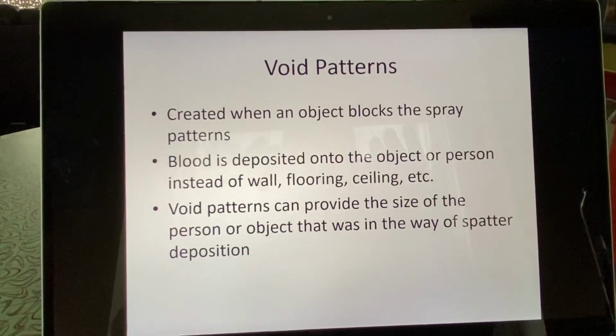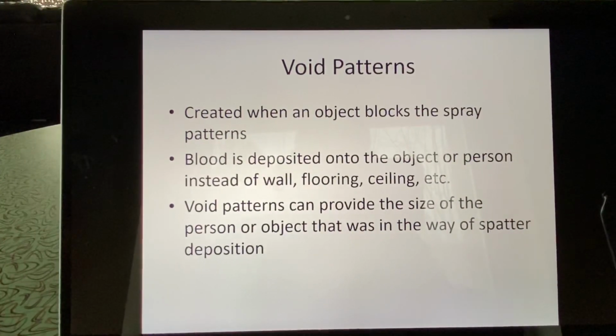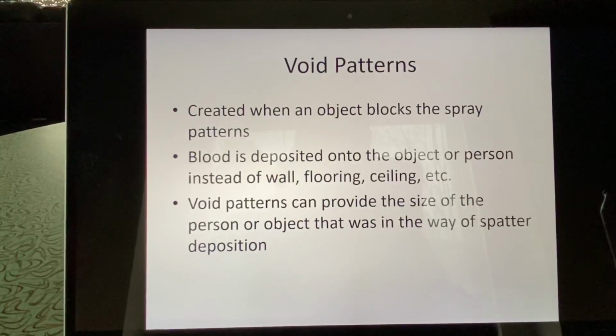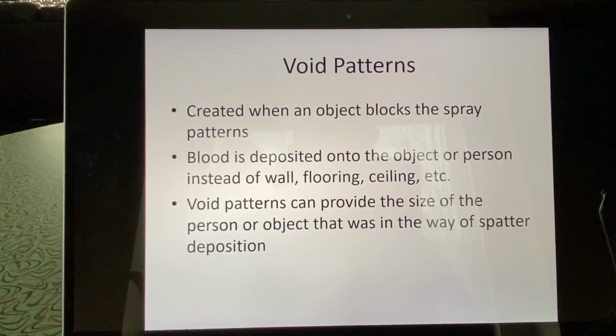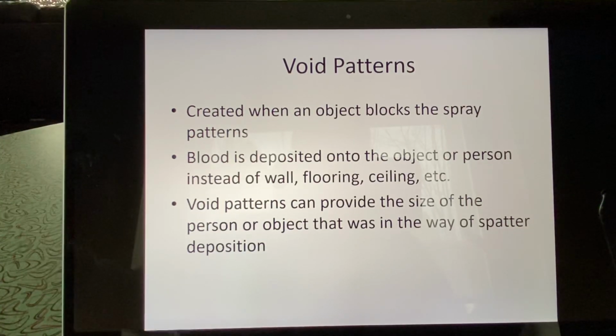Okay, void patterns, these are actually kind of interesting. I have some examples I'm going to show you here. So a void basically means that there was a person or something in the way of the blood spatter and the blood hit that, and then either the person or the object was taken away, or the person walked away or was dragged away. And so you see a pattern of what was blocking the blood spatter.